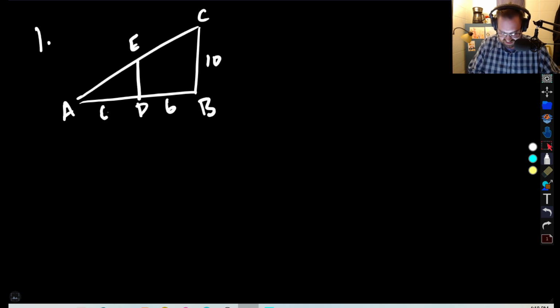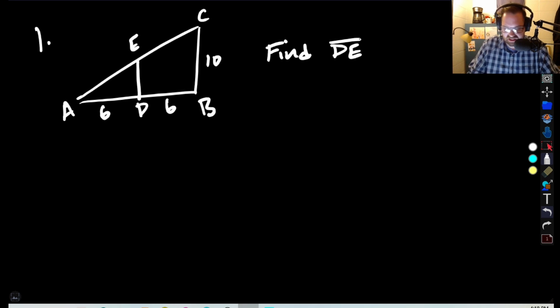Here's a 6. Here's a 6. And what I need to do in this question is find the length of DE. So the length of DE, which is just this guy right here, I'll put a little line on it. I'm going to call this X, so that we can just label it as some variable.